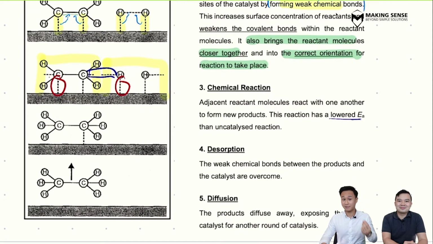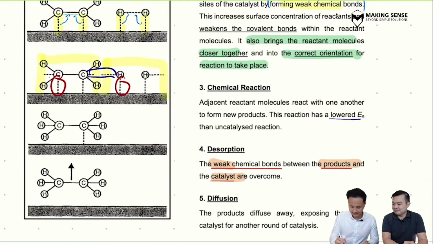So all that needs to happen now is for desorption to take place. Desorption is just the opposite of adsorption, so you just remove. You can see this part, the last part: the weak chemical bonds between the products and the catalyst are now overcome.